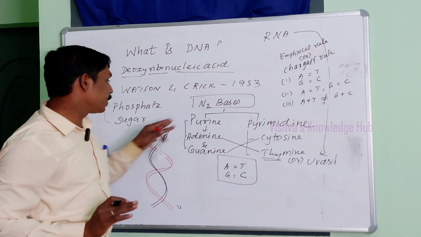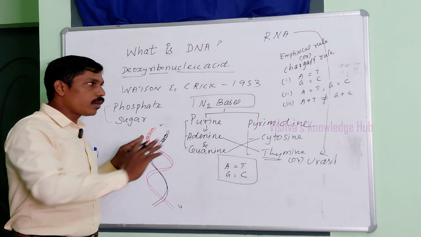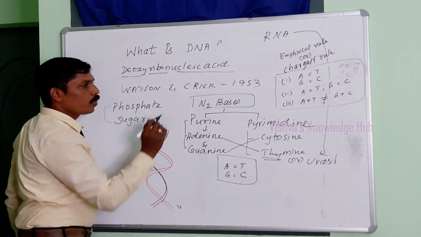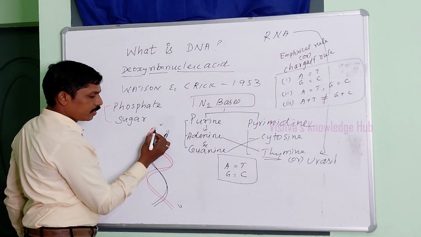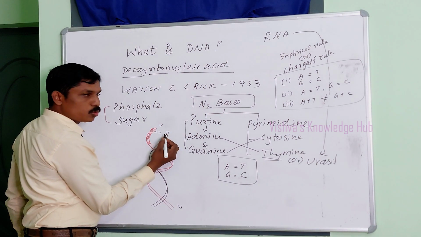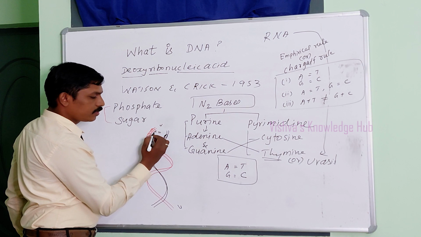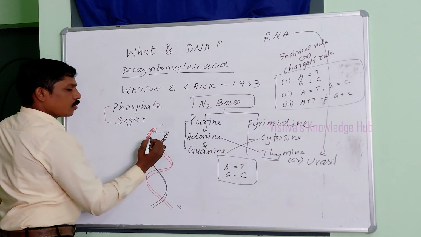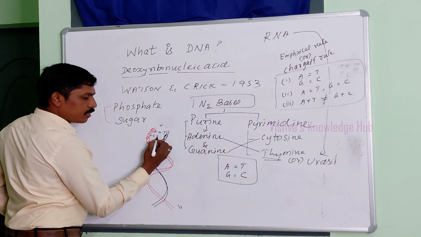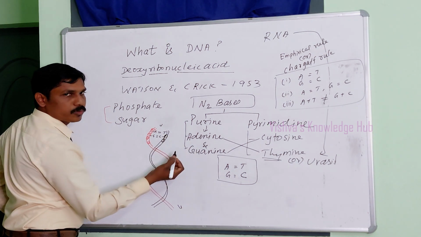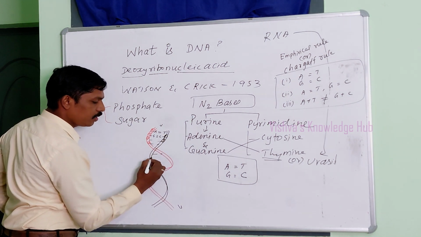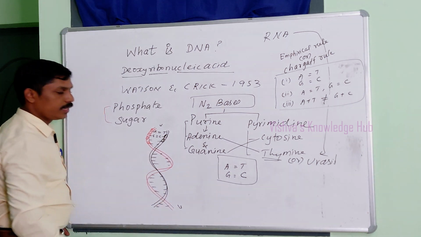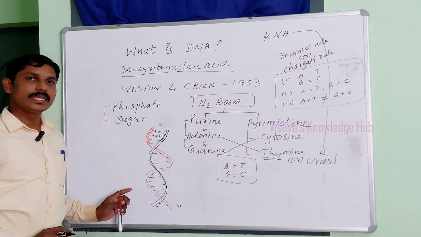Yes, the DNA molecule is always made up of the nitrogen bases. Where the nitrogen bases are located, they bind the two backbones. Adenine is bound with thymine in the opposite strand, and guanine is bound with cytosine in the opposite strand by a triple bond. So all the nitrogen bases are bound between the backbones of the DNA. So this is the actual structure of DNA.